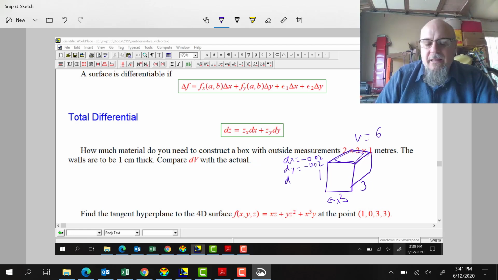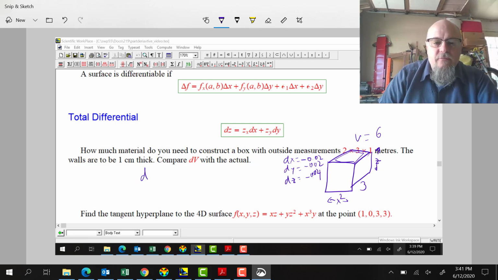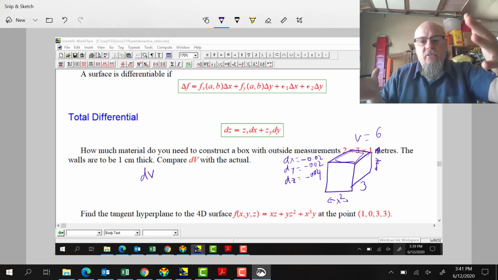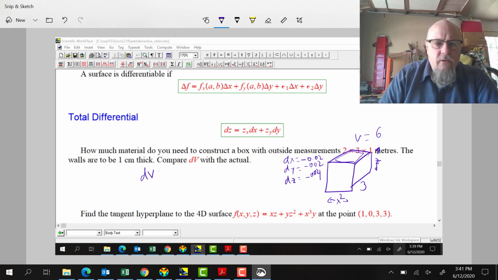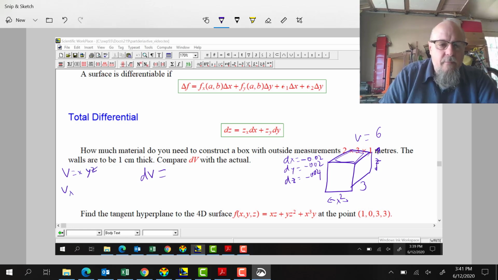And let's say there's a lid on it. So the change in the z is also minus 0.02 from outside to inside. So the actual change in the volume, which would be equal to how much material I need, the change in the volume from the outside to the inside is just the volume of the hole. All right, well, my volume formula, I need some derivatives. So the volume is equal to x times y times z. So V sub x is equal to yz. V sub y is equal to xz. V sub z is equal to xy.